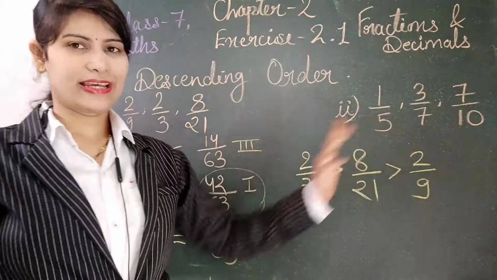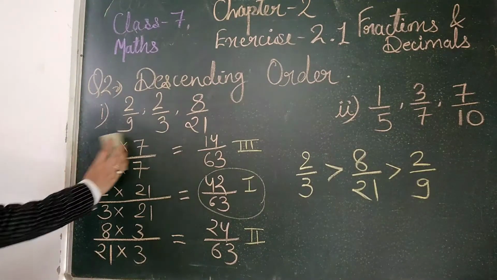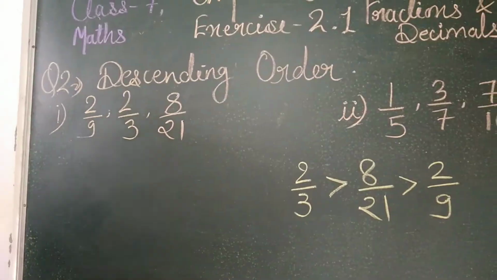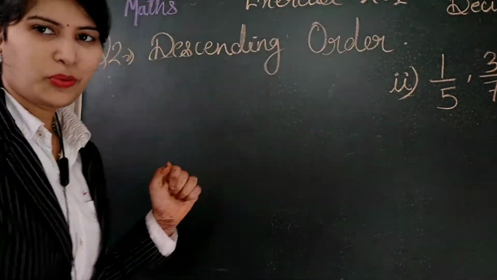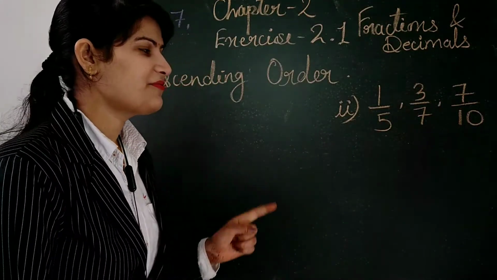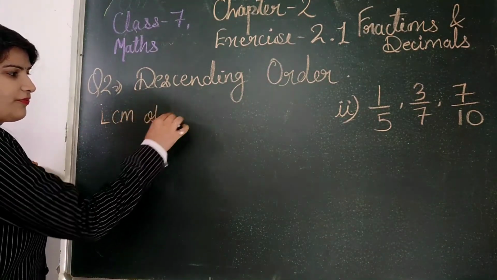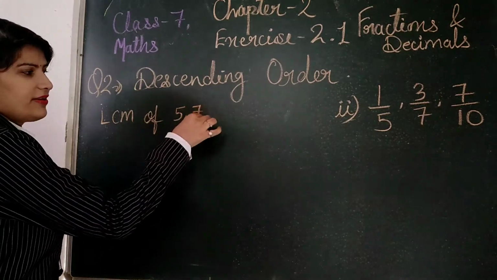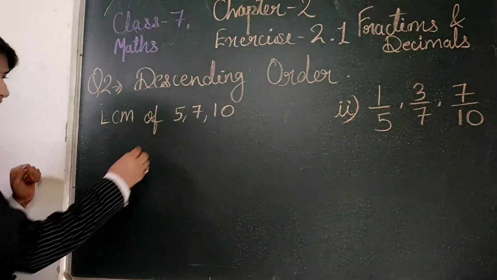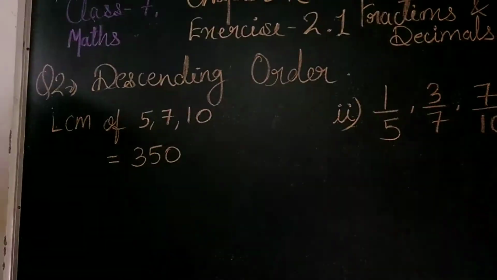Now look at this second part. I am going to explain the second part to you. This is also very simple. Look at the second part. What is our first step to solve this? Simple. First we have to take the LCM. So the LCM of 5, 7 and 10. What is our LCM? Simple. 350. This is our LCM.